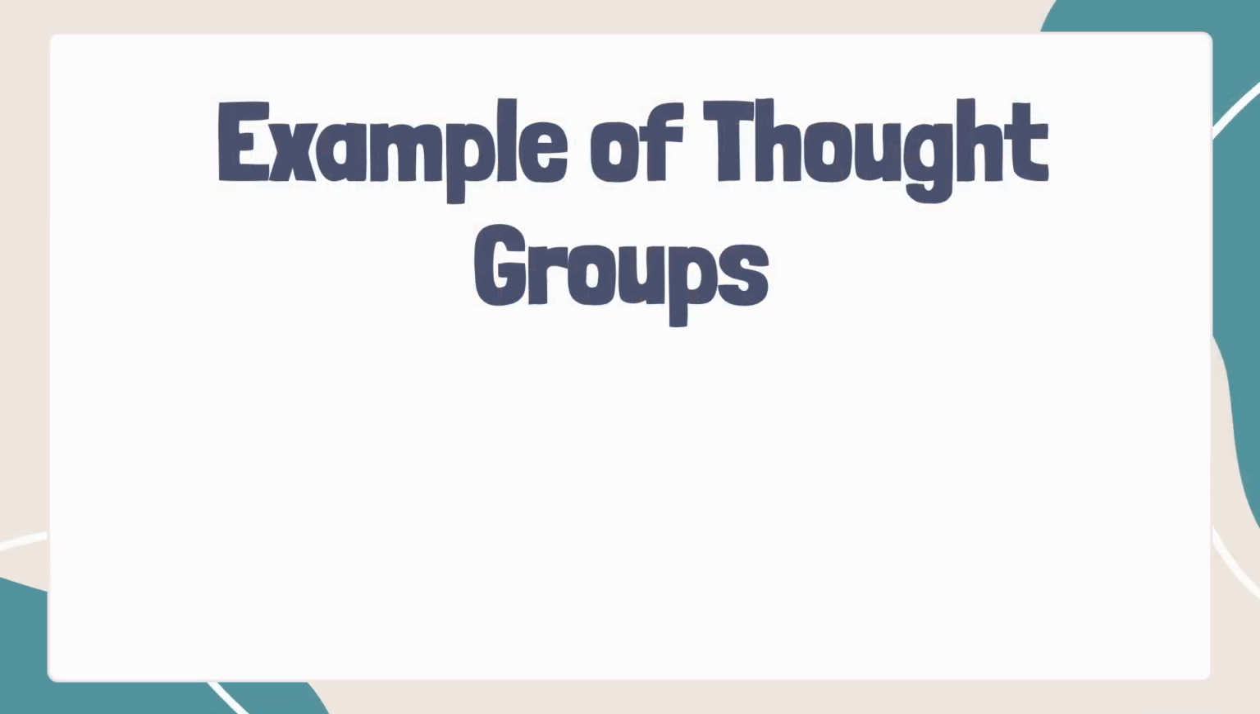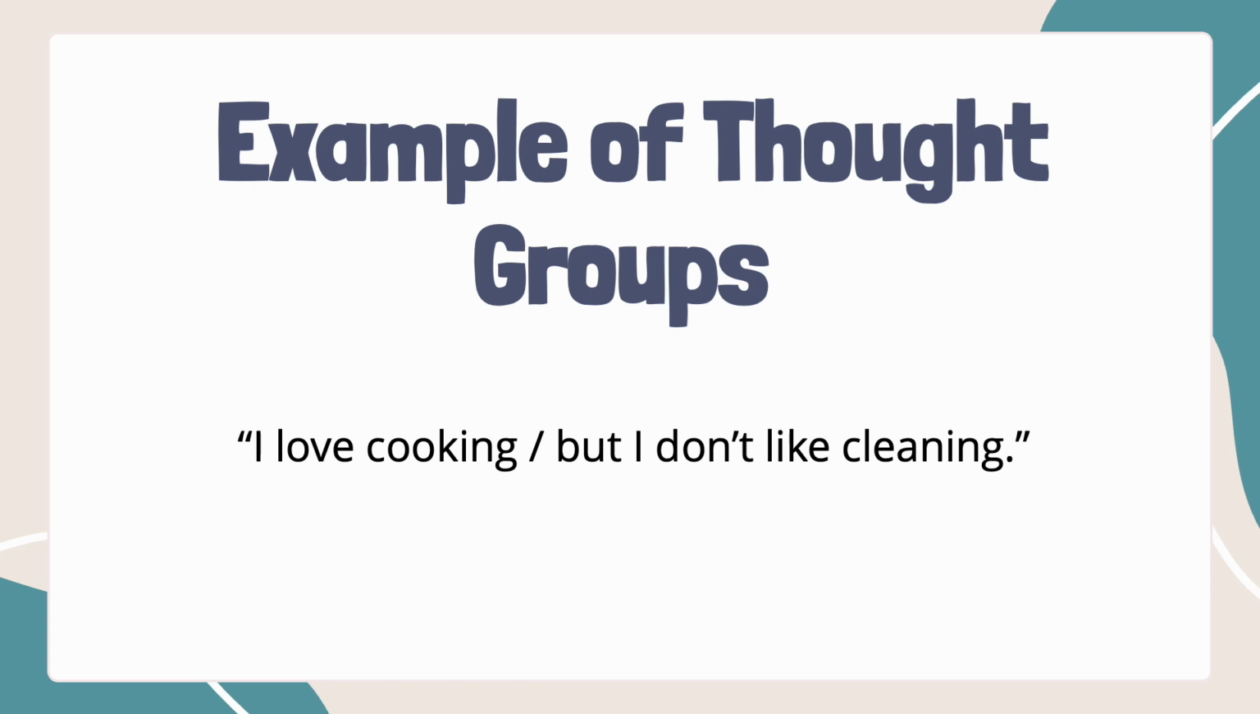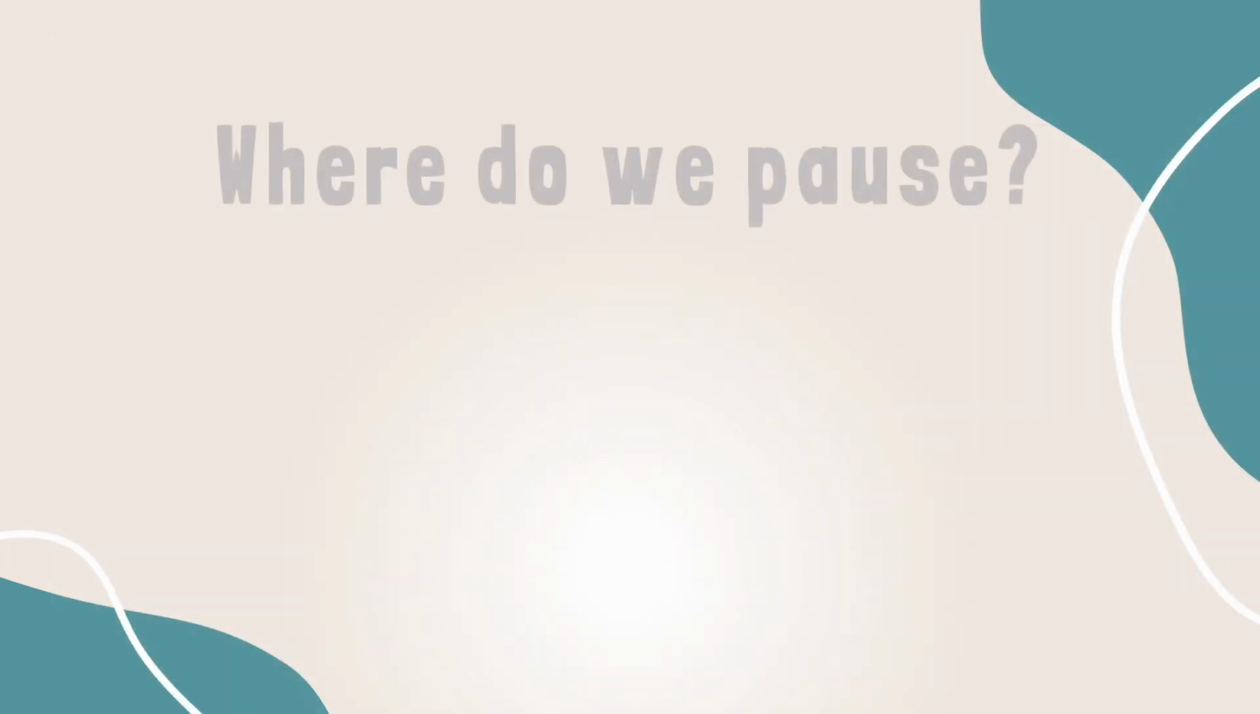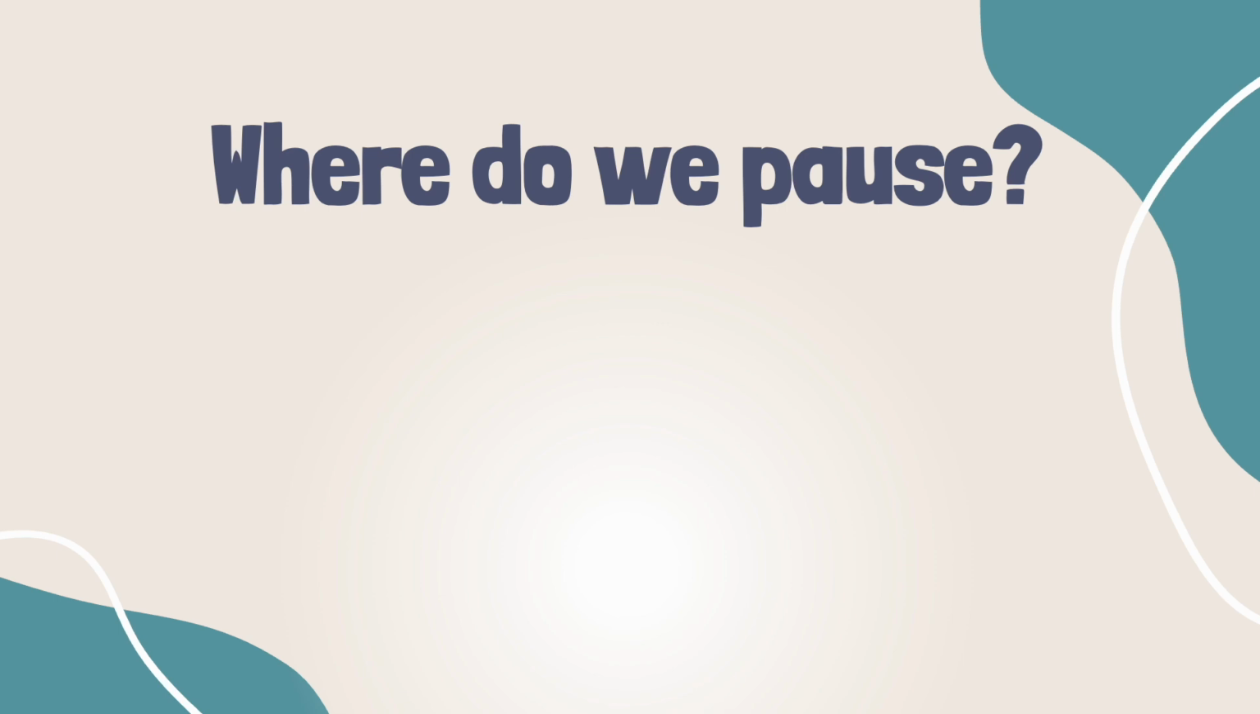Let's look at an example of a thought group. Listen to this sentence. I love cooking, but I don't like cleaning. We break this sentence into two parts, thought group 1 and thought group 2. It's easier to understand, right? We use some other clues as well to determine where to pause in a sentence.